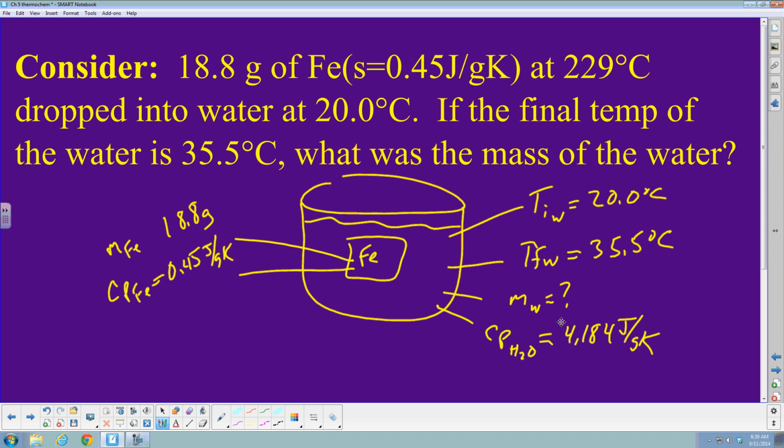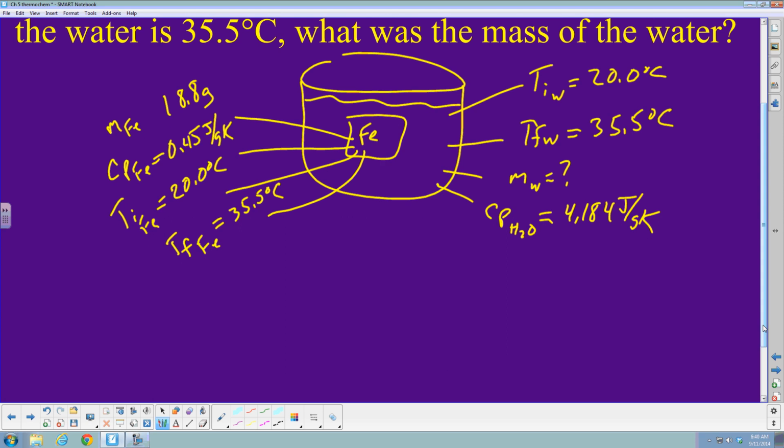And what do I know about it? I know my initial temp of iron is equal to 20.0 degrees Celsius. Good. Do I know anything else? The final temp of the water is 35.5. If the final temp of my water is 35.5, we can assume what? Thermal equilibrium. So we know that the T final of my iron is the same as the T final of my water, which is going to be 35.5 degrees Celsius. Got it? All right. So we have everything we need to know for our iron.